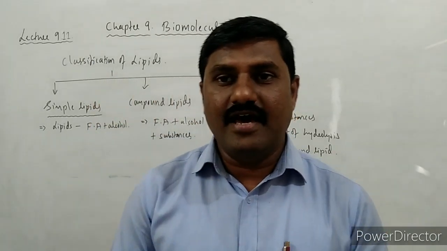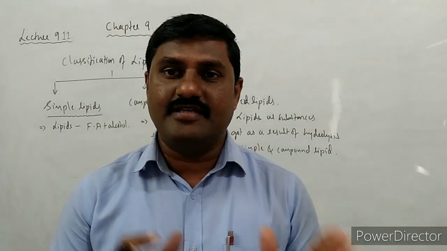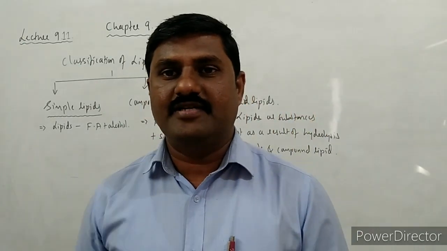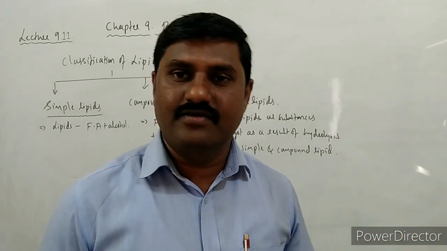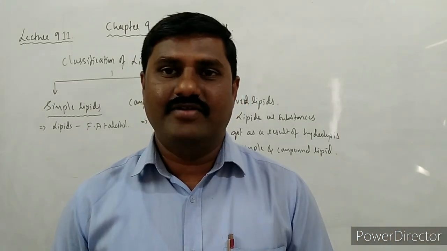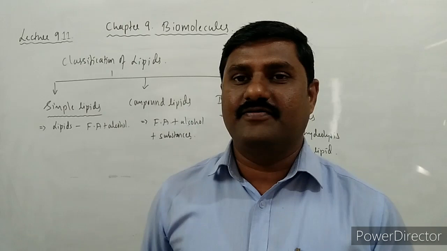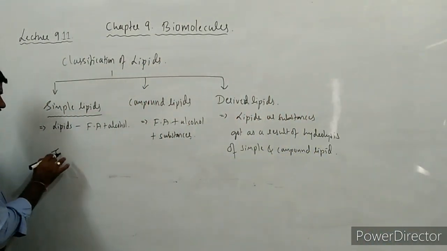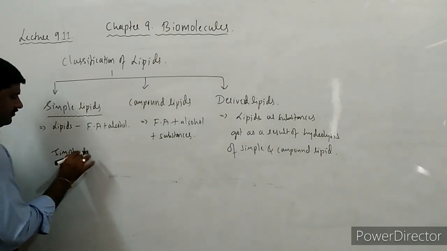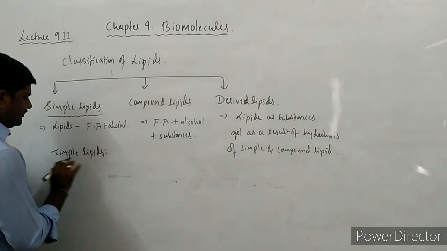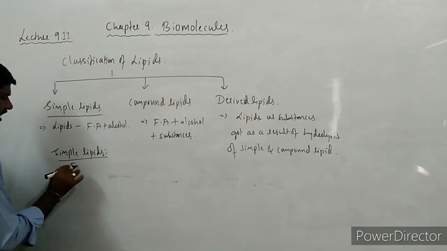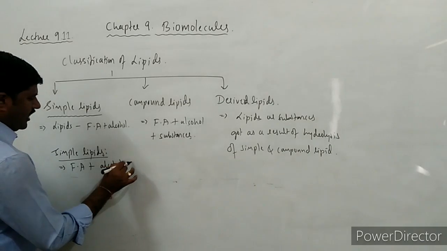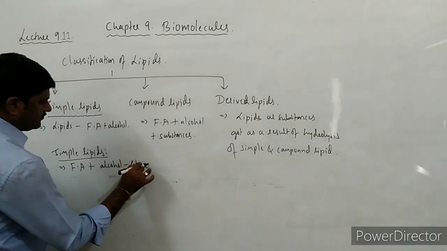So this is how broadly these lipids have been classified into 3 major sections. One is called simple lipids, compound lipids, and the third one is the derived lipids. So first of all, we'll start with the first one, that is simple lipids. What are these simple lipids? These are mainly made up of fatty acids plus an alcohol called glycerol.